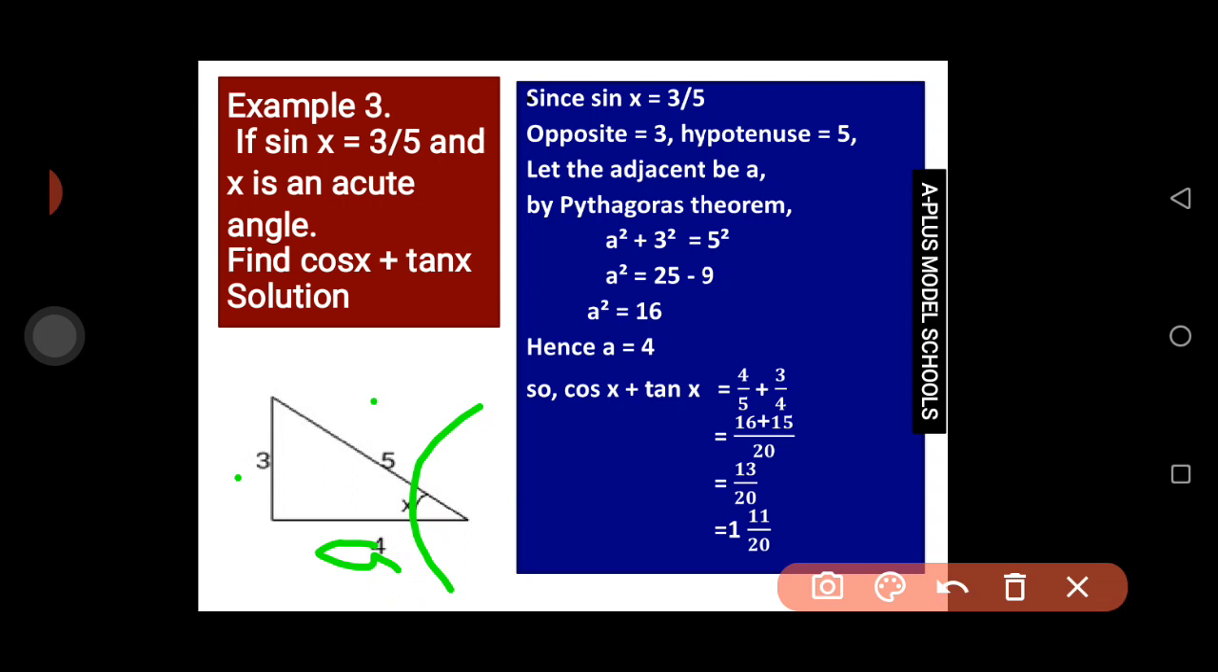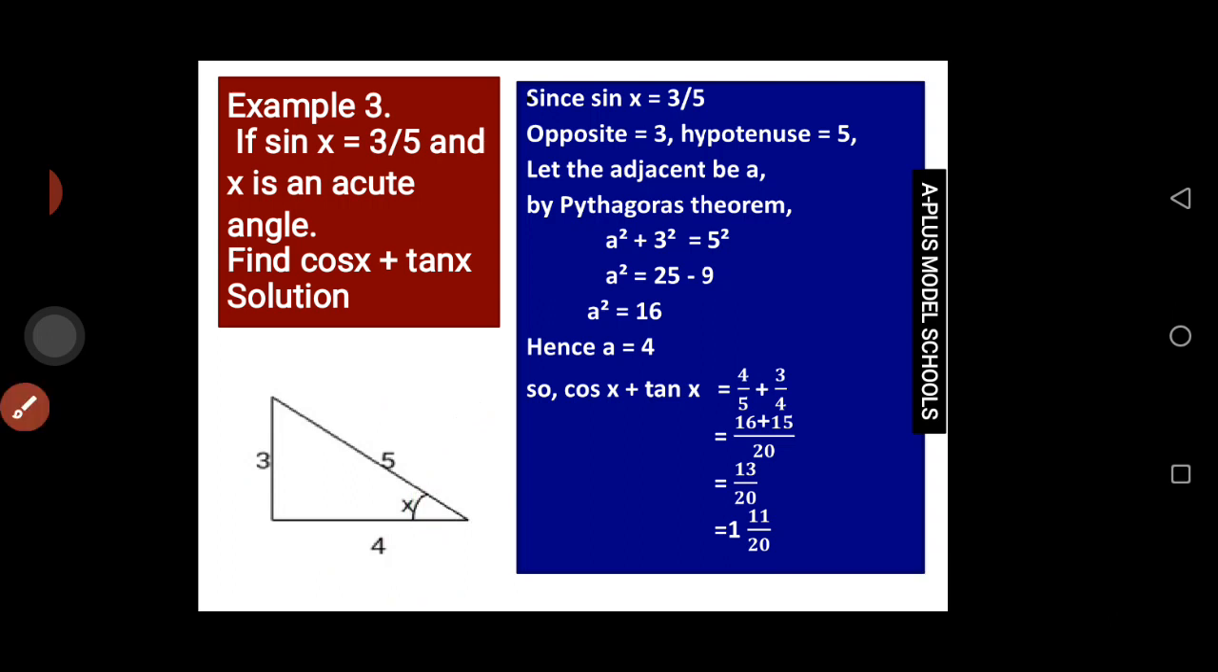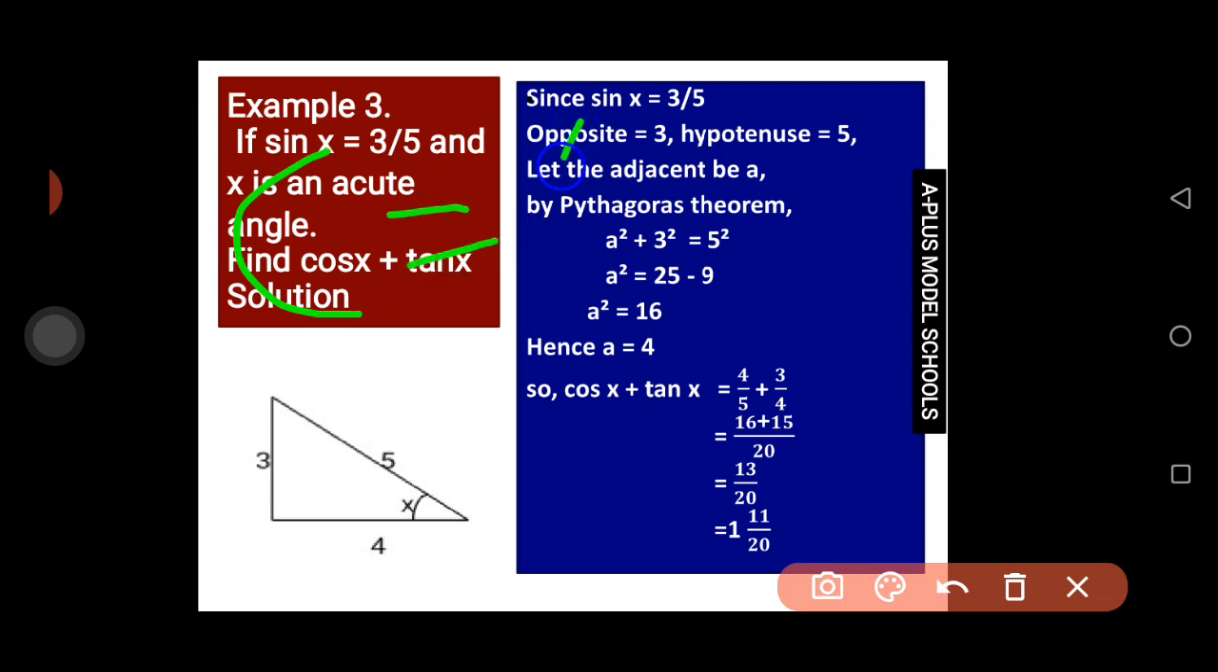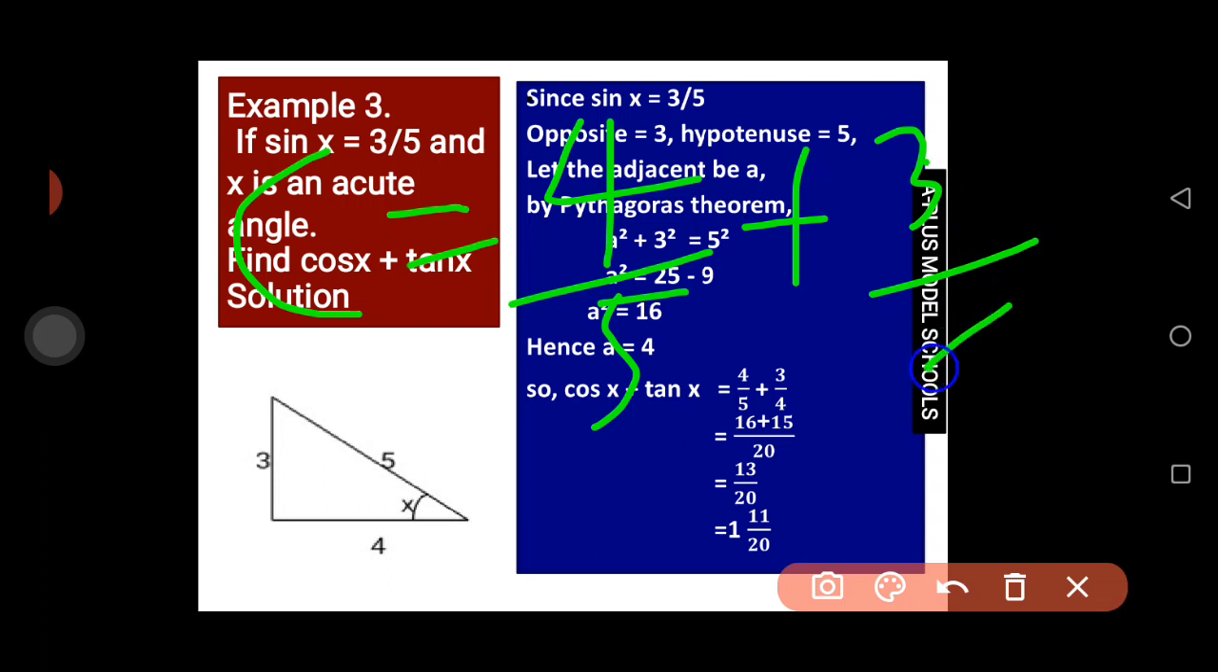So for me to look for the value of my cos x, cos is adjacent over hypotenuse. So my cos will be adjacent, which is 4, over hypotenuse, which is 5. Then plus my tan, that is opposite over adjacent. My opposite here is 3, so that is 3 over adjacent, that is 3 over 4.